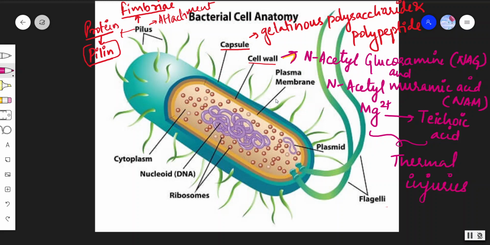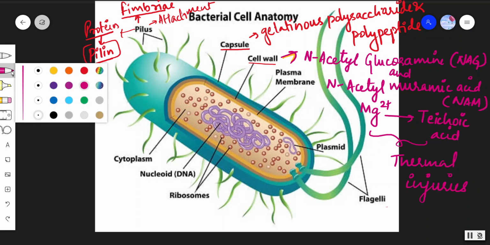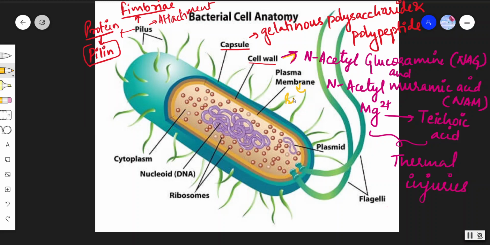Okay, now moving towards the next, that is the plasma membrane. Plasma membrane is made up of phospholipids and proteins, that we all know. Okay, and it is a site of some respiratory enzymes as well.